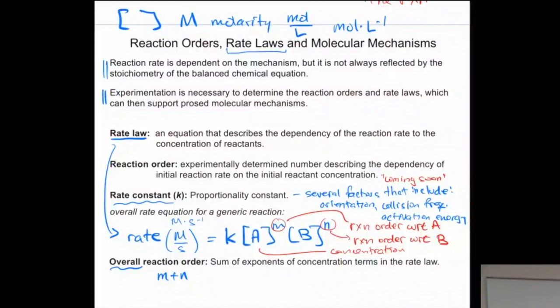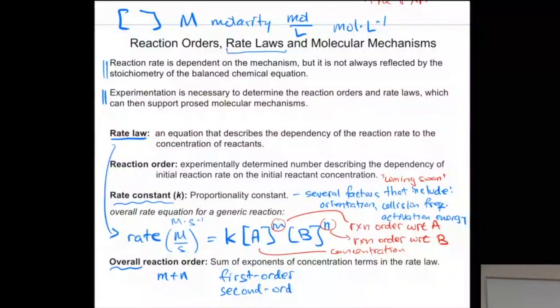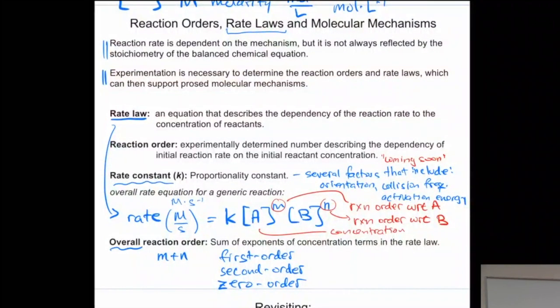And it does get complicated. We're going to keep it nice and simple in this class. We're only going to be considering 3 cases. What we call first order kinetics, second order kinetics, and zero order kinetics.